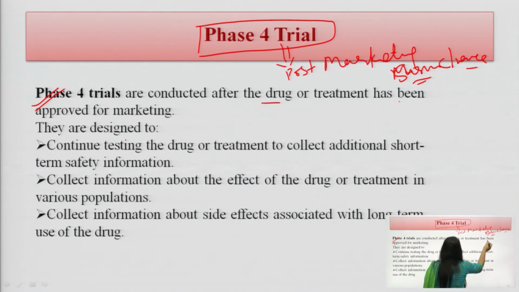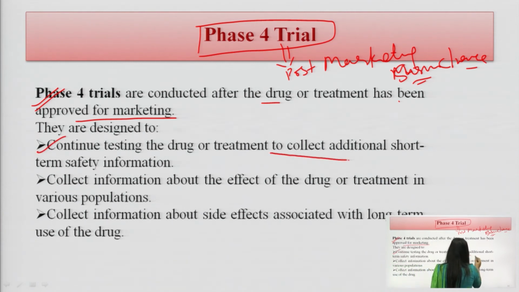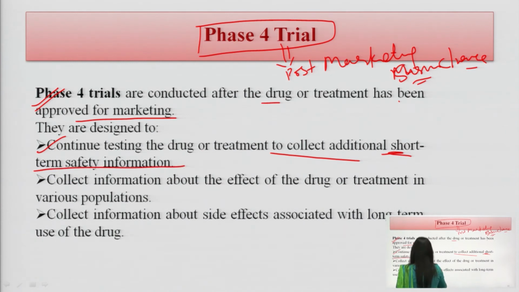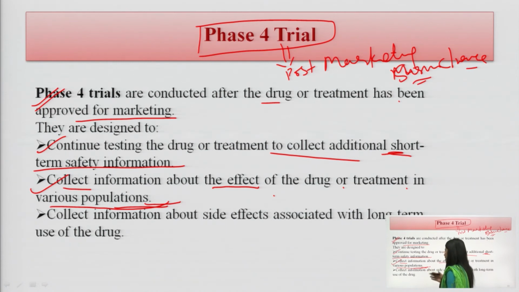So, phase 4 trials are conducted after the drug or treatment has been approved for marketing. As I told you, we continue testing the drug and treatment to collect additional short-term safety information. If any side effects happen after taking the drug as a therapy or a treatment, then of course the information will be taken care of and the drug can be withdrawn from the market. Collect information about the effect of the drug and treatment in various populations. Yes, various populations, because we are giving it country to country to different people, geriatric, pediatric. So a wide range of people is covered here.